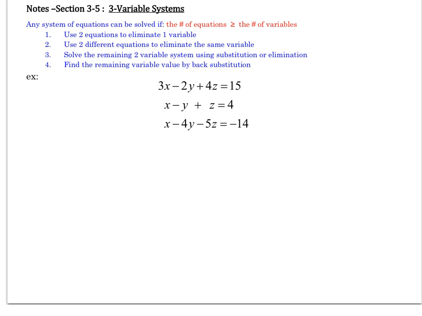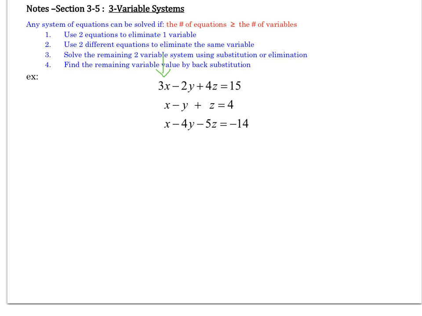Okay, 3 by 3. This is what a 3 by 3 looks like. So you need x, y, and z. We need 3 equations to solve. So the key here is being organized. Looking up and down the x's, the y's, the z's, I'm going to decide to eliminate my x's first because they look very much alike.